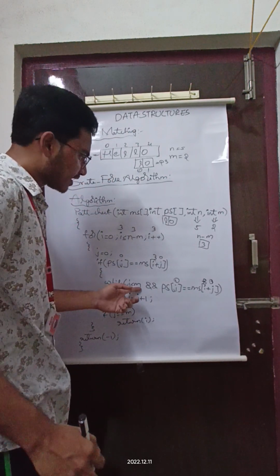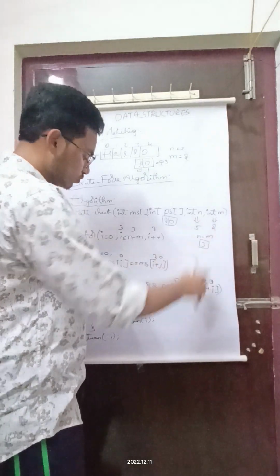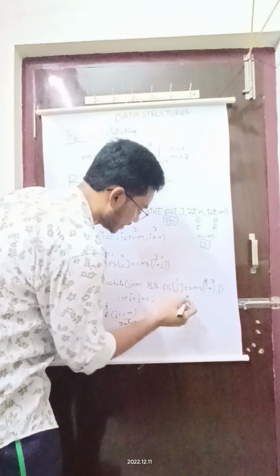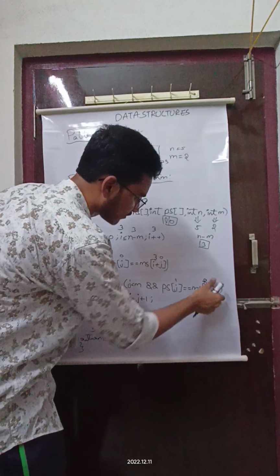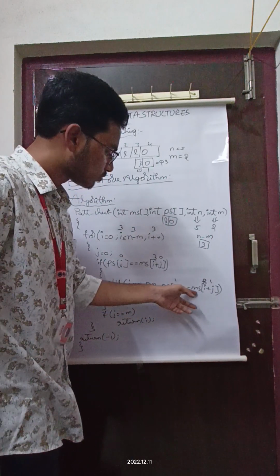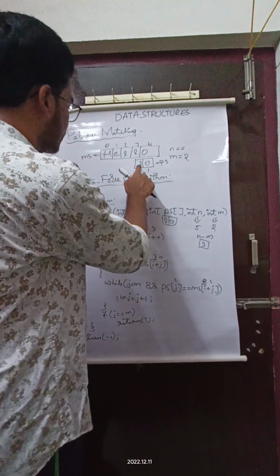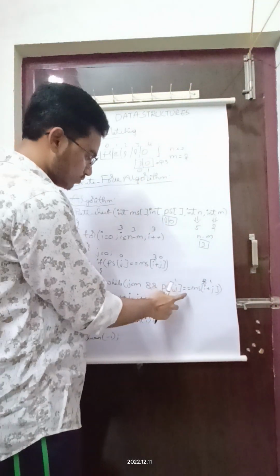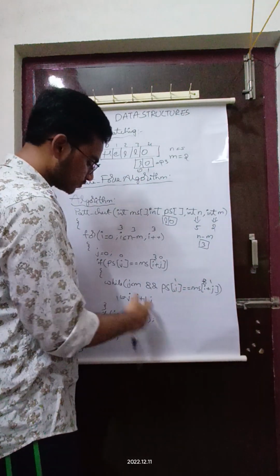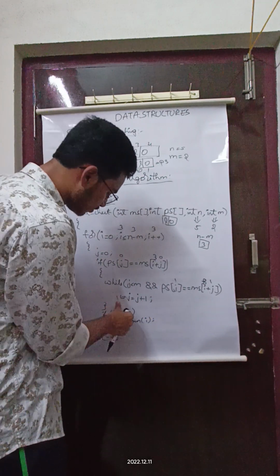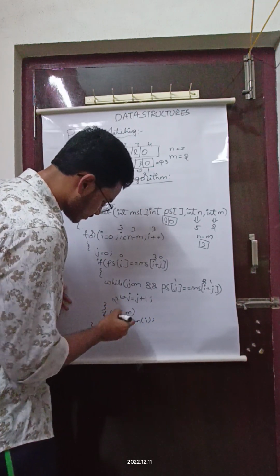While j less than m: 1 less than 2, true. ps of 1 equal to ms of i plus j. The value of j is 1. ps of 1 equal to ms of 4. ps of 1 is O. ps of 4 is O. O equal to O, true. True and true gives true. j equal to j plus 1. The value of j becomes 2.